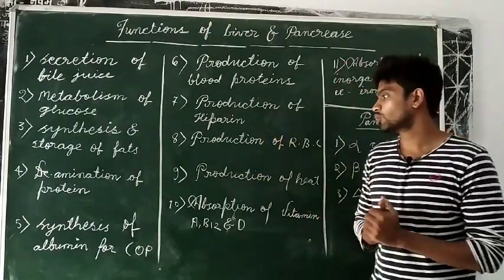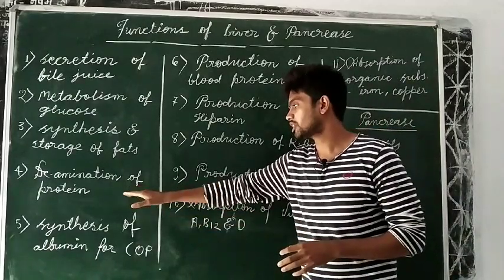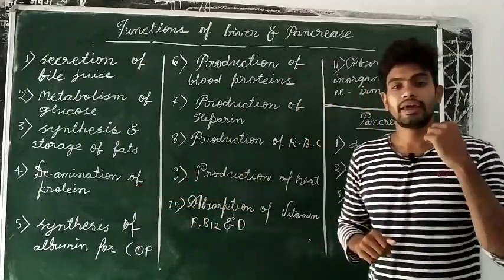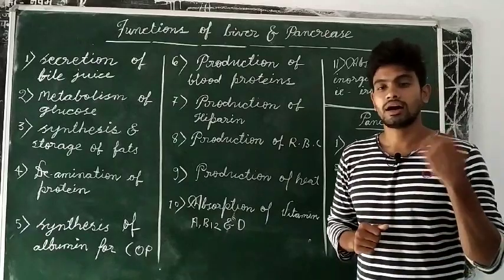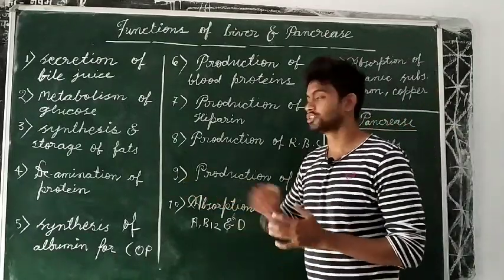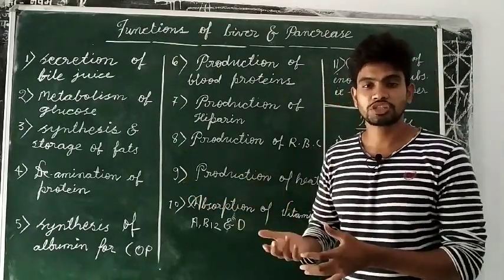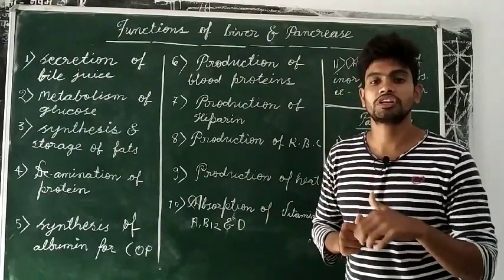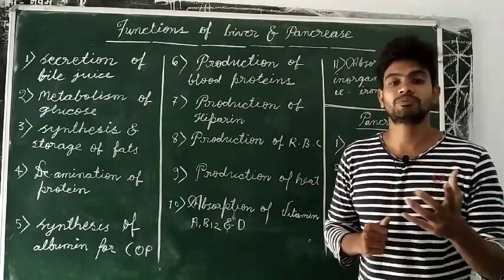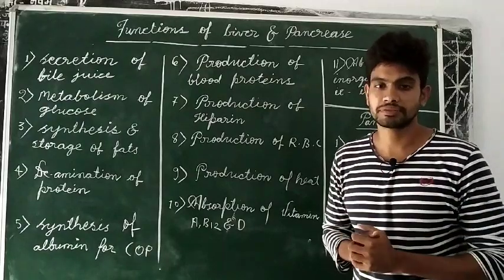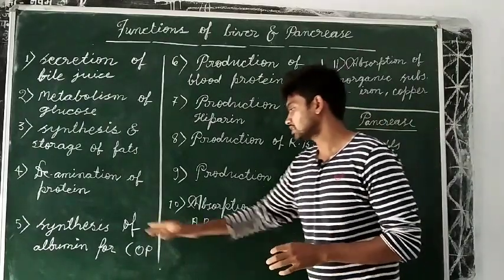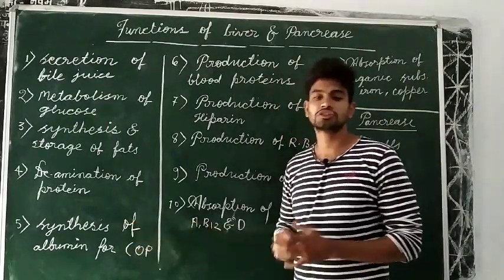Now let's talk about the 4th process, which is called deamination of protein. The excess amount of amino acid undergoes the process of deamination. By deamination, the excess amino acid is converted into urea, which is ultimately expelled out of our body through our kidneys. Now the next is the synthesis of albumin for COP.